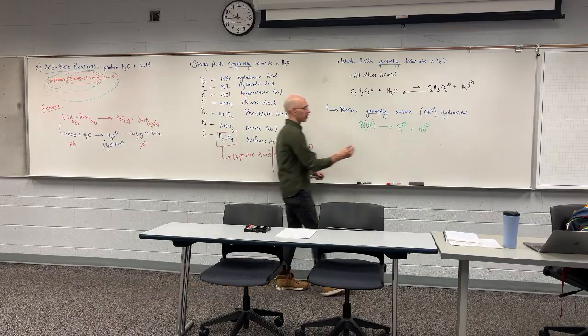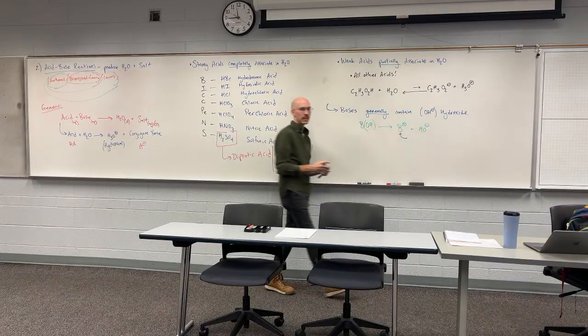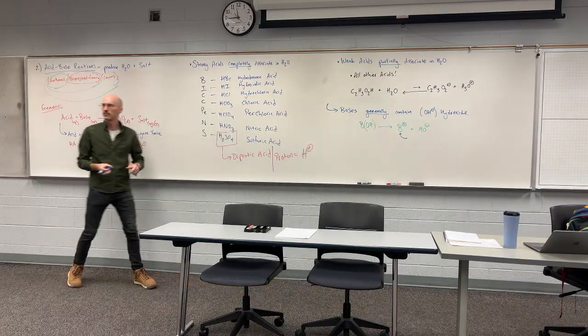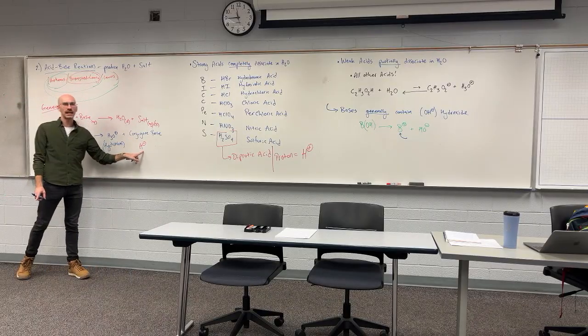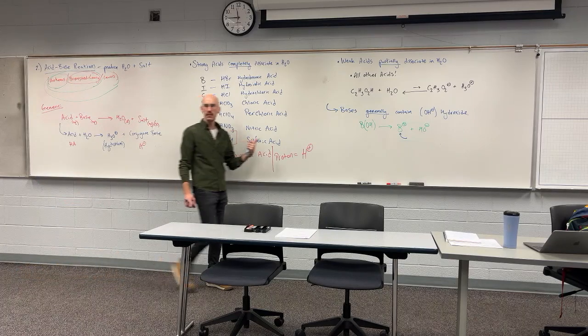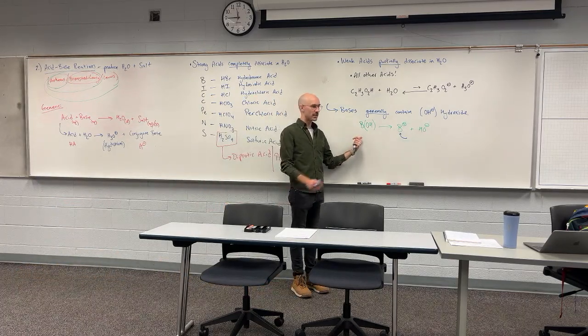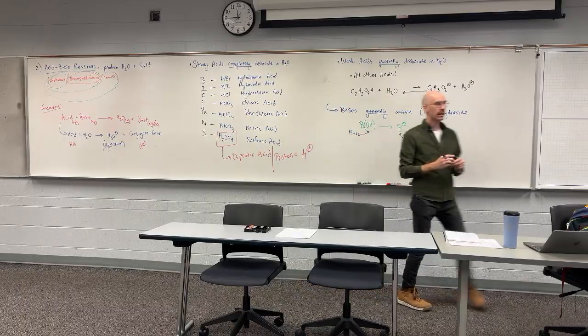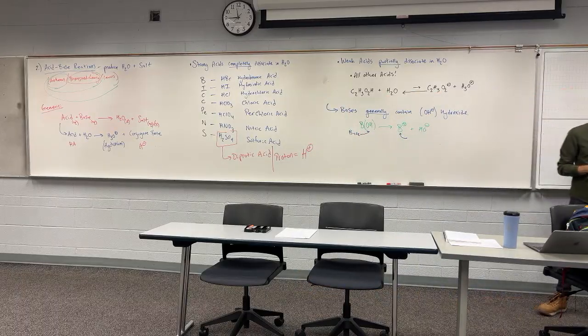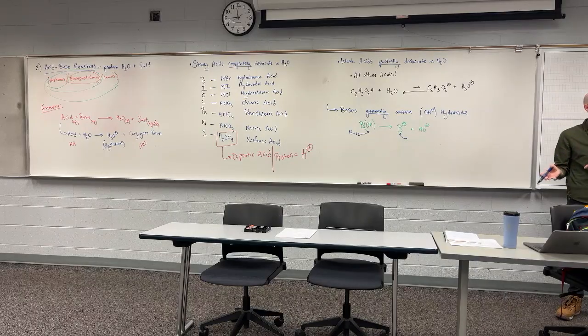What would this be called? B plus. If HA is an acid and A minus is a conjugate base, BOH is a base, B plus would be a conjugate acid.